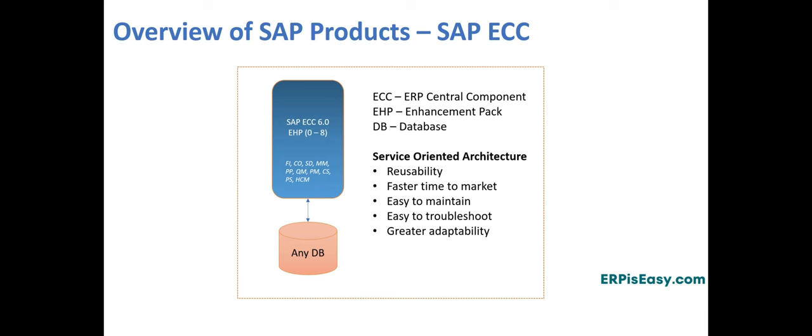BTP provides out-of-the-box tools and services to help me develop and integrate my custom-built application with other SAP products and third-party applications. BTP offers tools like Cloud Foundry, Kubernetes, Kyma, and Cloud Development Kits. You can develop applications using different programming languages such as ABAP, Java, JavaScript, Python, etc.